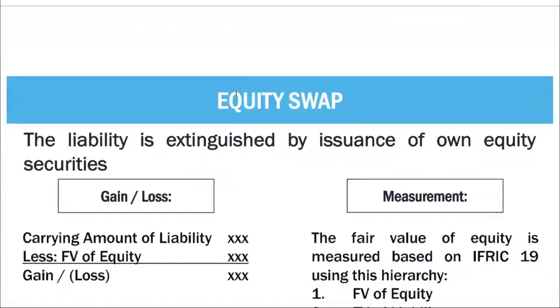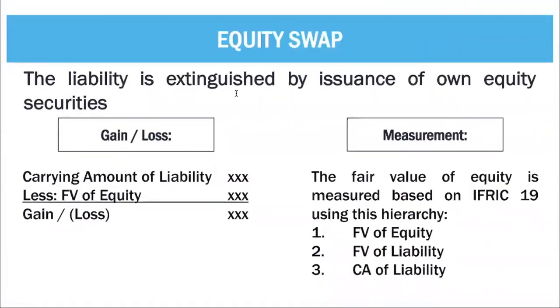Next, equity swap. In your asset swap, what did you use to pay your debt? A non-cash asset. In the equity swap, what you will use to pay is your equity instruments. So the liability is extinguished by issuing own securities. To compute your gain or loss, you get the carrying amount of liability less the fair value of equity. That is your gain or loss.